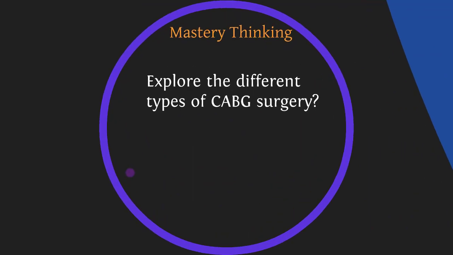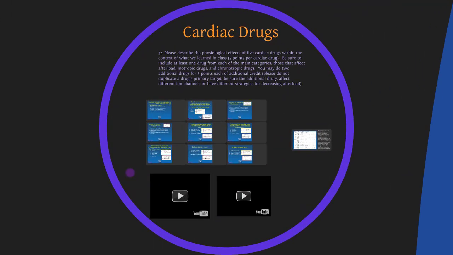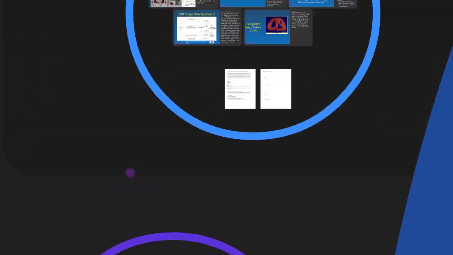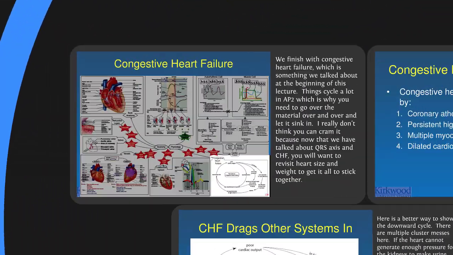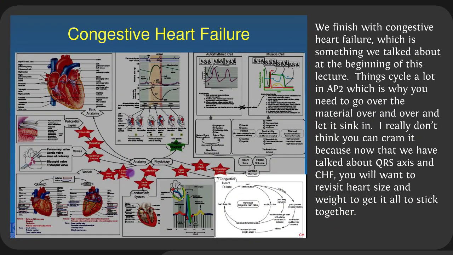Explore the different types of CABG surgery. You're going to do cardiac drugs. We already talked about that. One last thing we should talk about, though, is CHF, congestive heart failure. We'll finish with congestive heart failure, which is something we talked about at the very beginning of this lecture when we talked about size, weight, and location of the heart, and we talked about hypertrophies and dilated hearts.